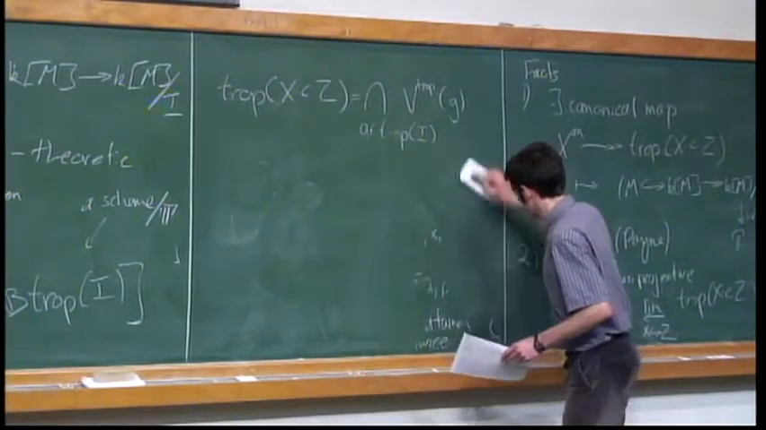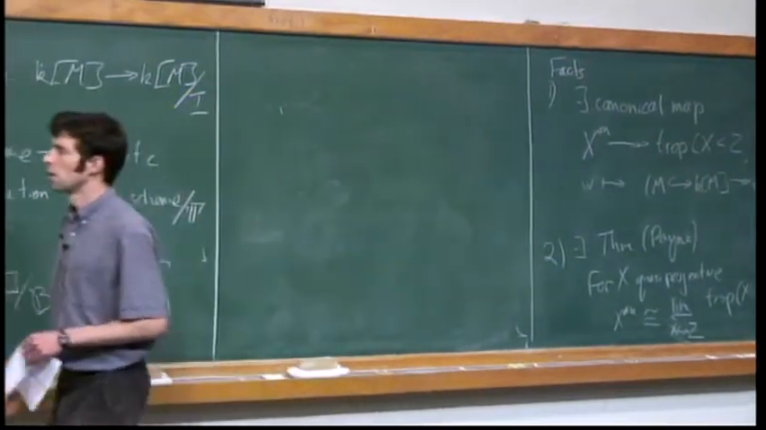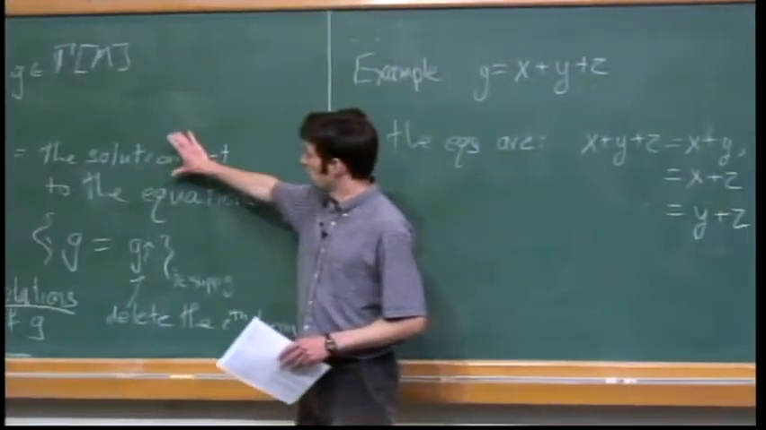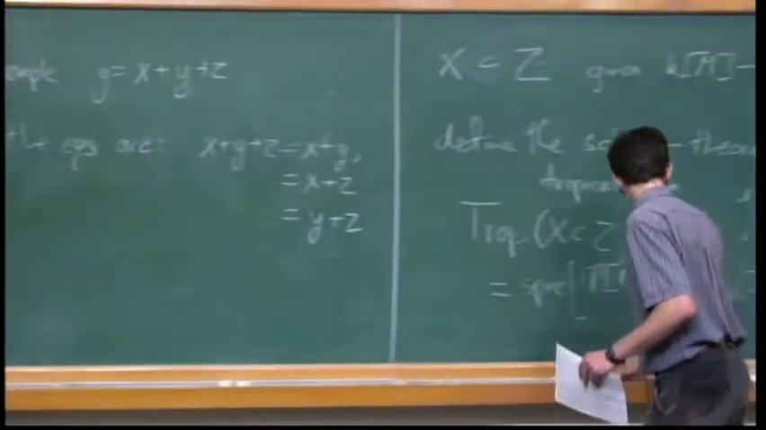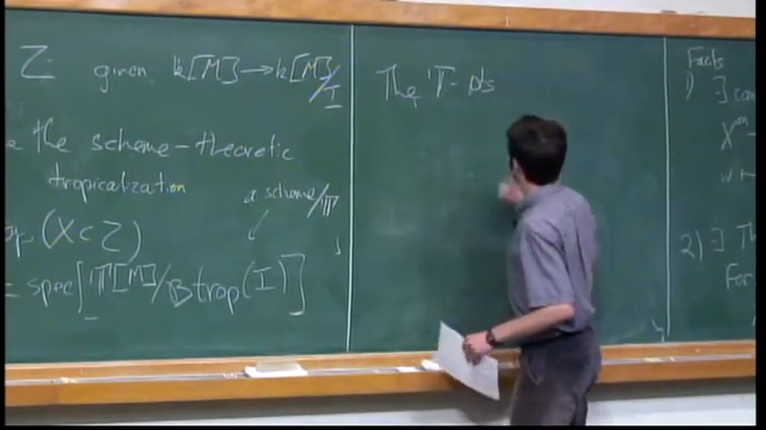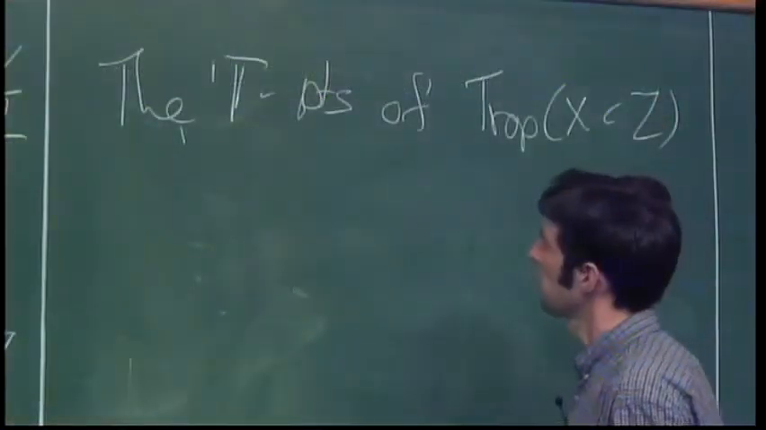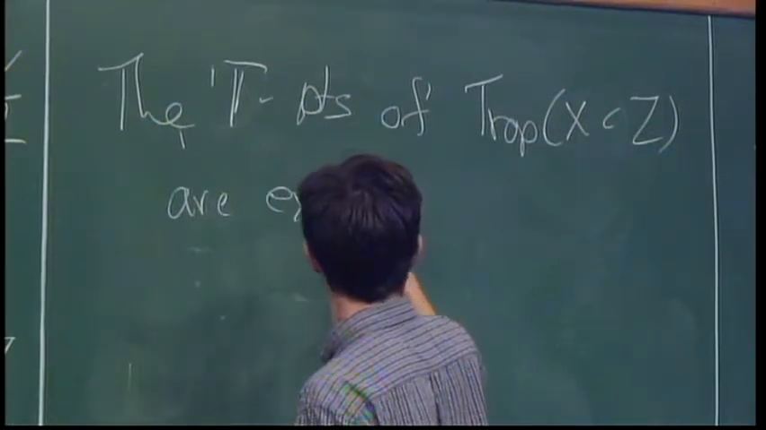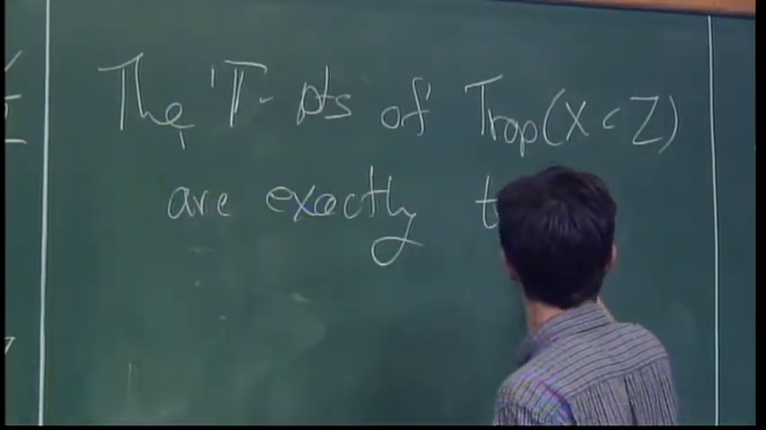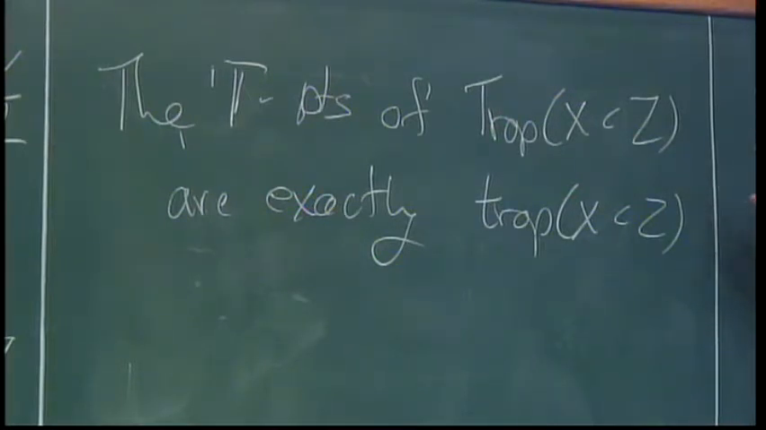And since these bend relations carve out tropical hypersurfaces, it follows that the T points of this thing are exactly the set theoretic tropicalization. So this is some scheme which is refining the set theoretic tropicalization that we all know and love.